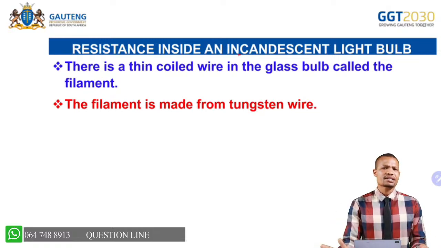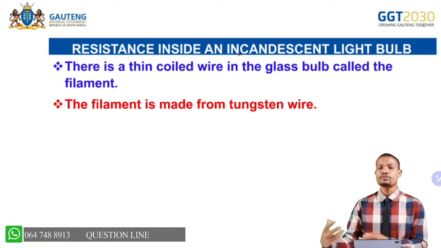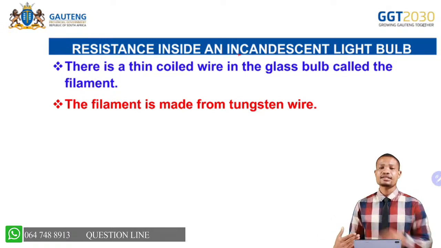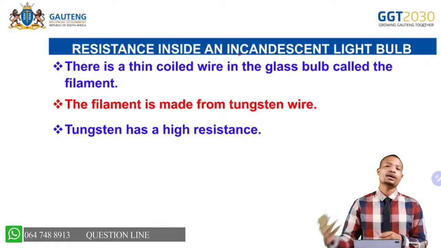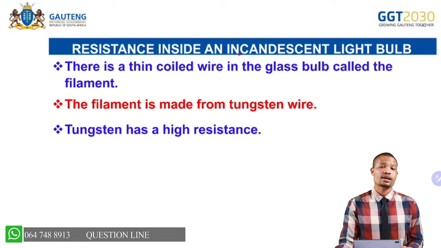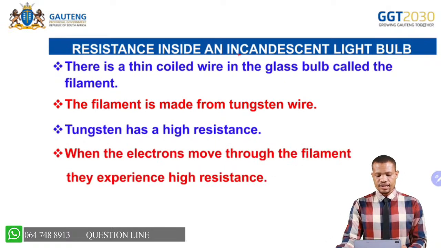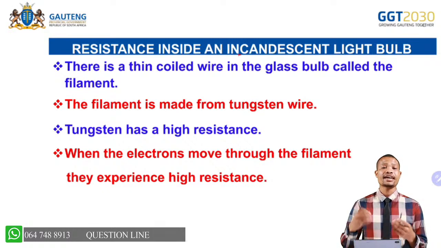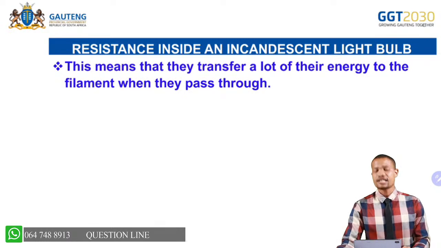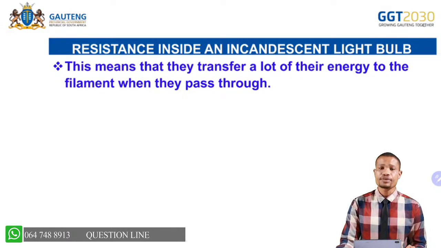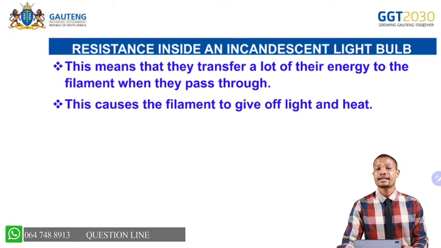Now, why do we use tungsten of all other metals that we could use? Well, tungsten has very good resisting properties which are suitable for light bulbs. So it has a very high resistance and it's a suitable resistor for a light bulb. Okay, so when the electrons move through the filament, they experience high resistance, and of course once they experience high resistance, they will lose some of their energy in the form of what? Heat and light. Okay, this means that they transfer a lot of their energy to the filament when they pass through it. This causes the filament to give off light and heat.